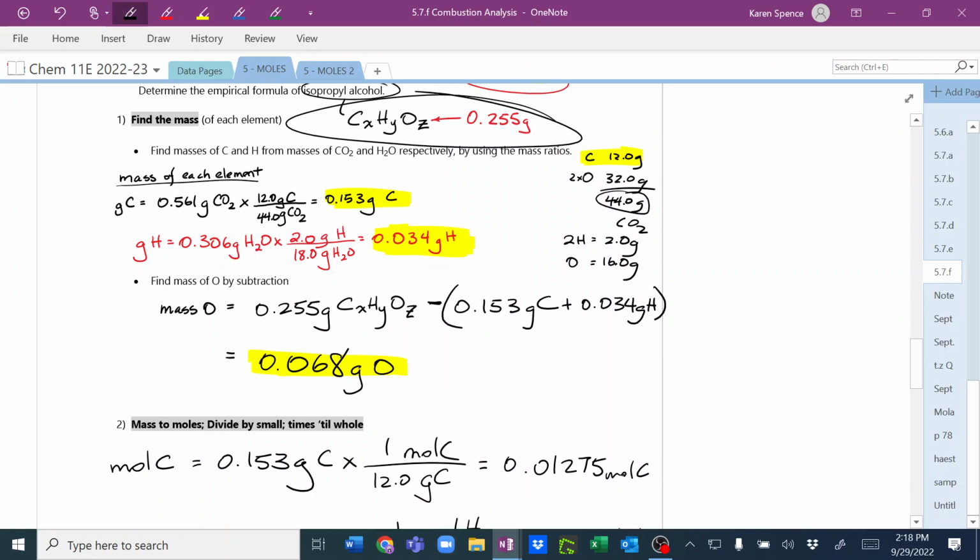It's all in brackets, so you minus this and you minus that. So these go together, and then you subtract it. Yeah. So 0.255 minus 0.153 minus 0.034. Yes?